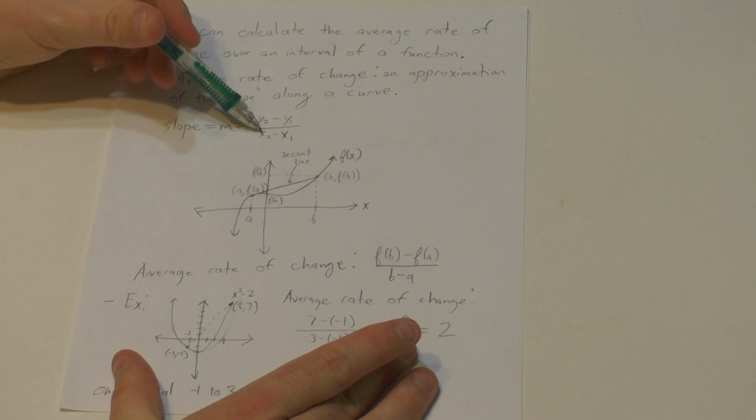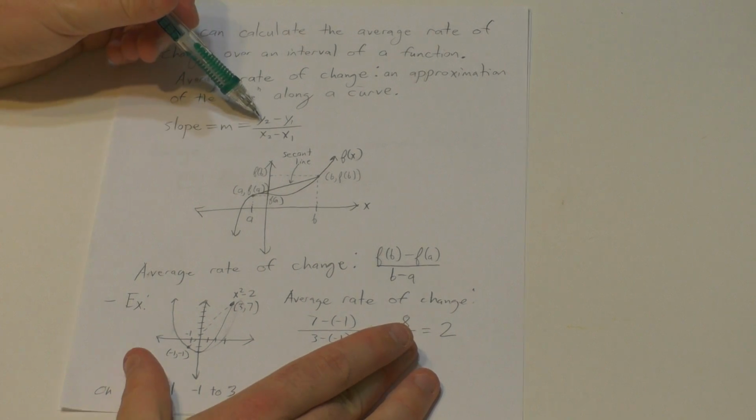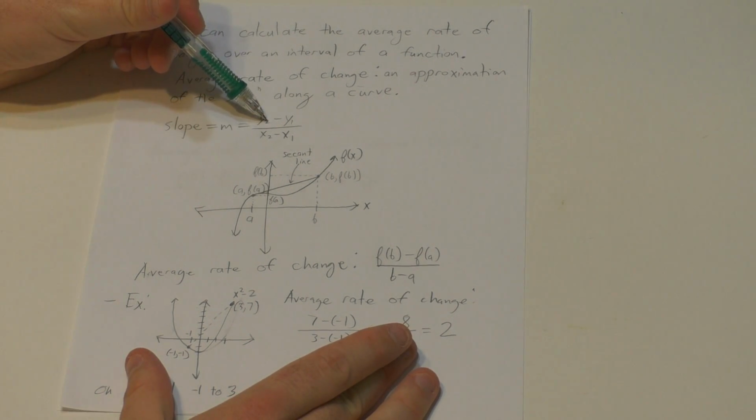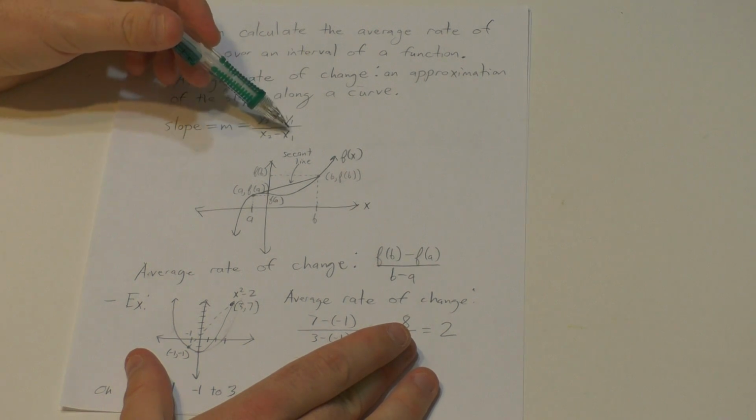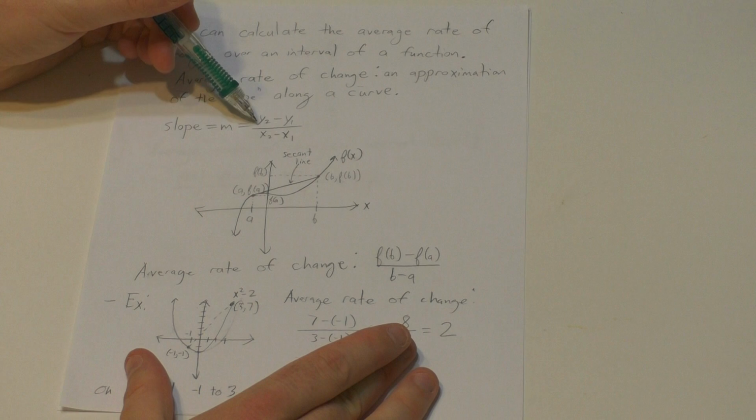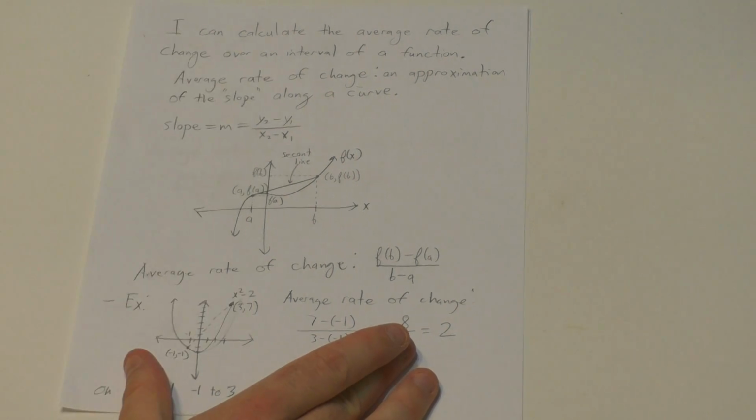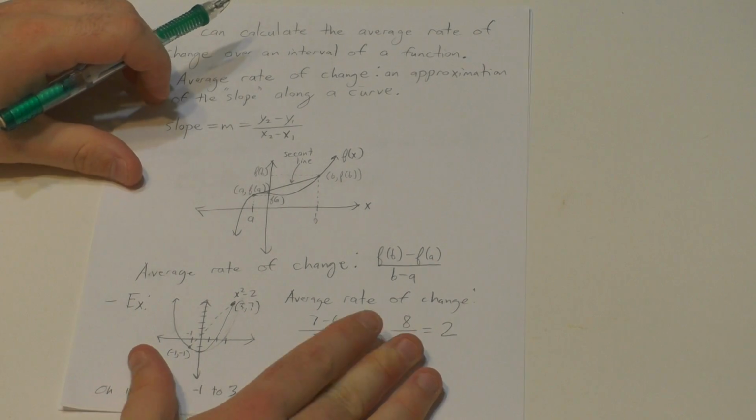But I'm going to let you recall that the slope formula is, if you have 2 points, x sub 2, y sub 2, and x sub 1, y sub 1, to find the slope, you just find the difference in the y's over the difference of the x's, rise over run. Same idea is going to apply here.